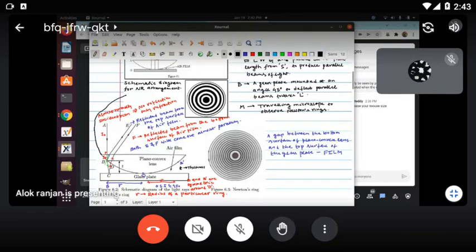Are you able to see me? And then, let me use a different color, this one. And then we have a center, and we are talking about this point B, right? And this will be capital R, the radius of curvature. Yes or no?